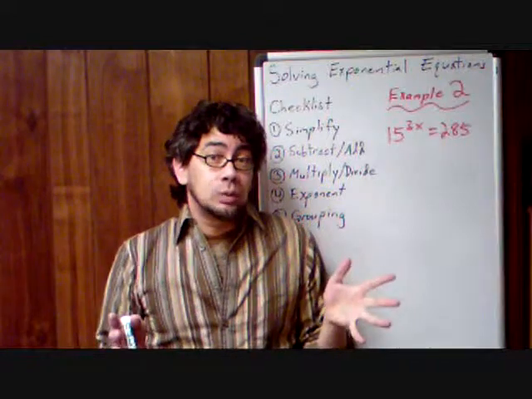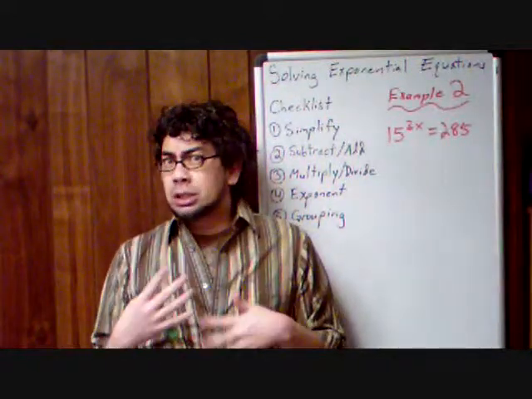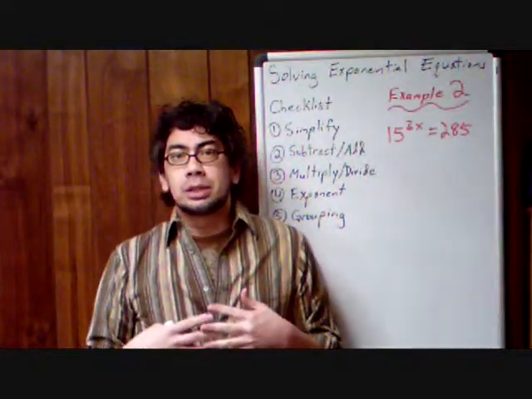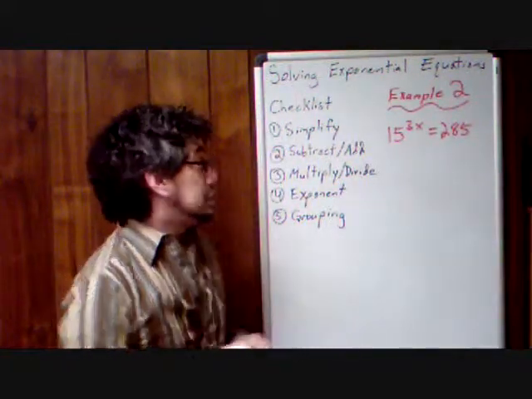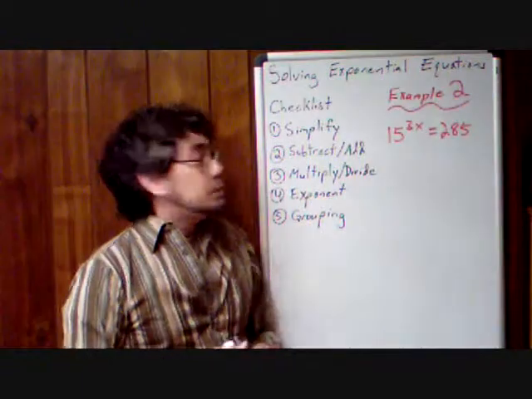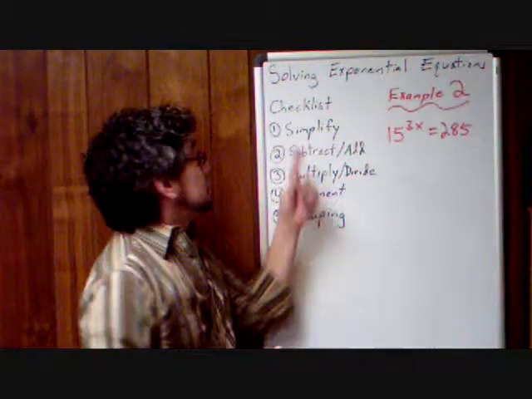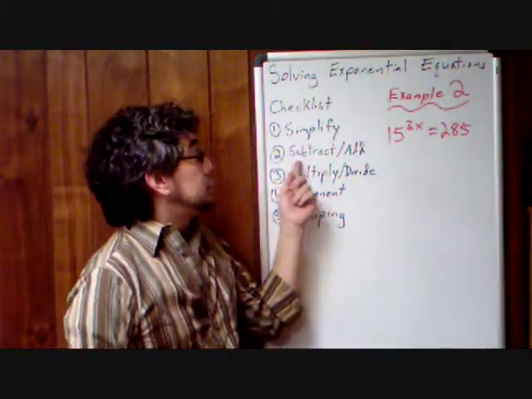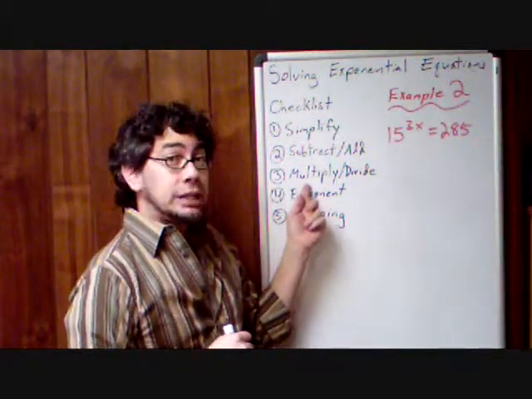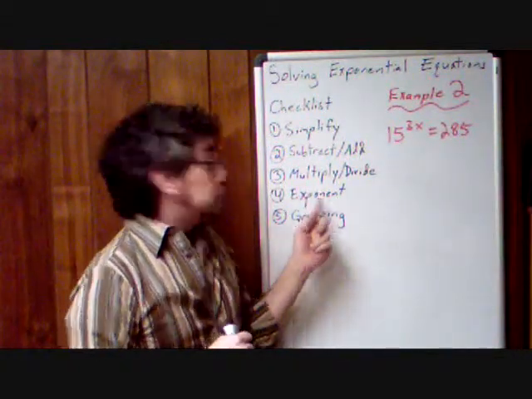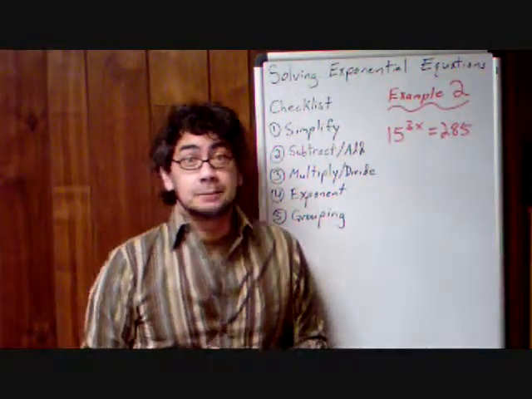The reason I want to do this problem is because I'm going to do it just a little bit differently than the book, in a way that I think will make more sense to you, as it does to me. But let's go back to looking at our steps for solving an equation. Simplify, subtract, add, opposite sides, opposite operations, multiply, divide, dealing with exponents, and grouping symbols finally.